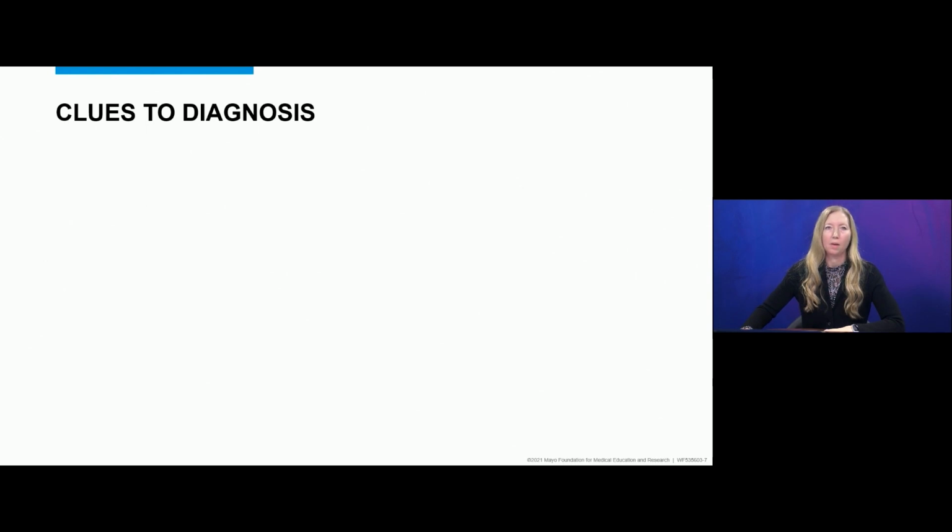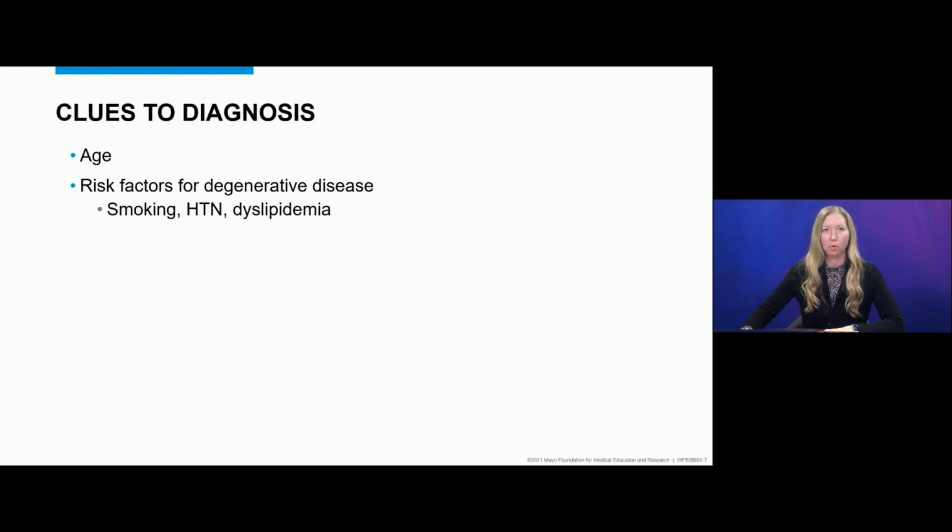When I'm meeting a patient for the first time with a dilated aorta, there are several things that I use to help me determine what's going on with the patient. So the first discriminator is age. Obviously, if a patient in their 20s or 30s presents with a significantly dilated aorta, that's going to push you more towards the genetically driven disorders. Then we look for the risk factors for degenerative disease. So if you have an elderly patient with a dilated aorta who has smoked for 50 years, has long-standing hypertension and hyperlipidemia, that's going to push you towards the degenerative disorders.